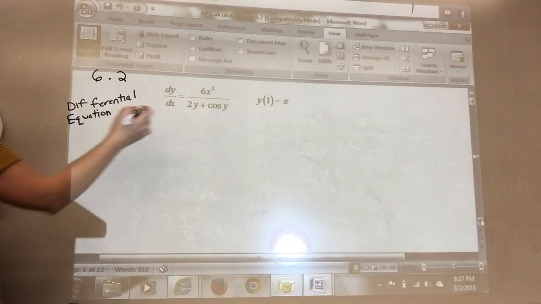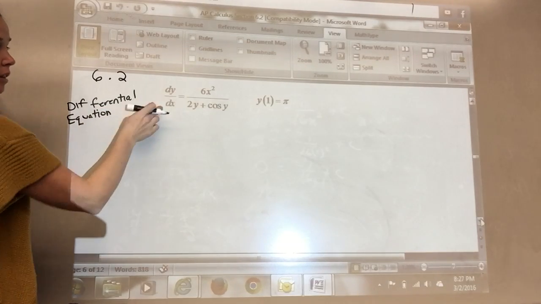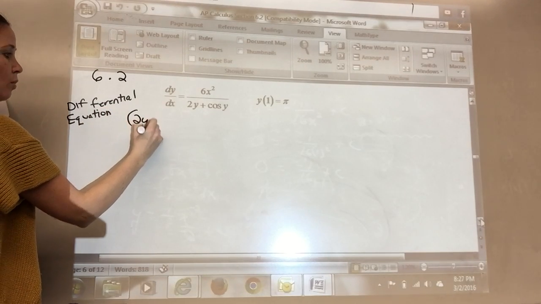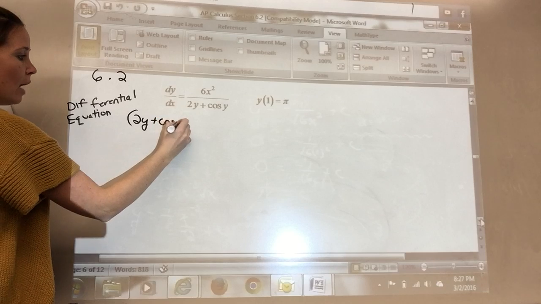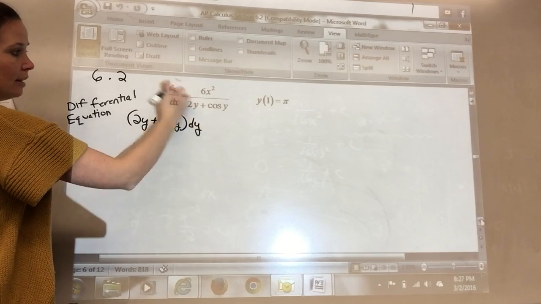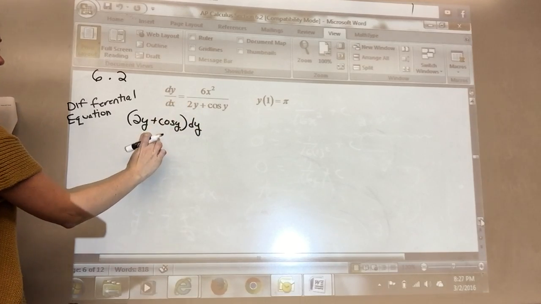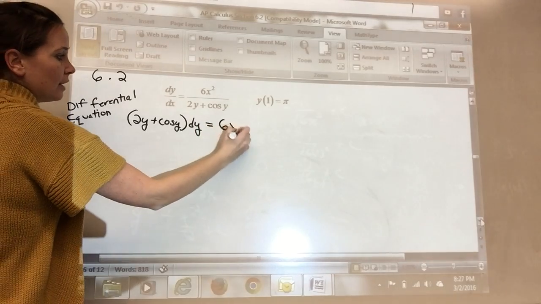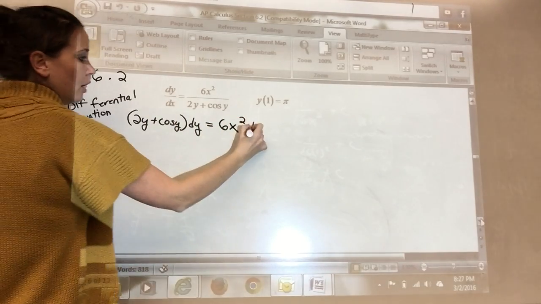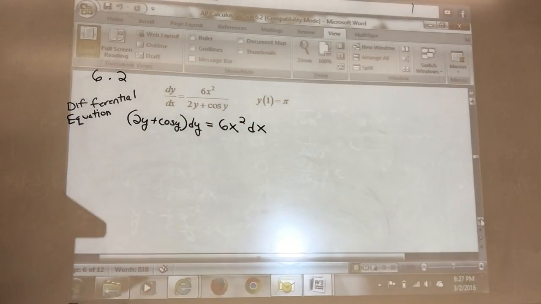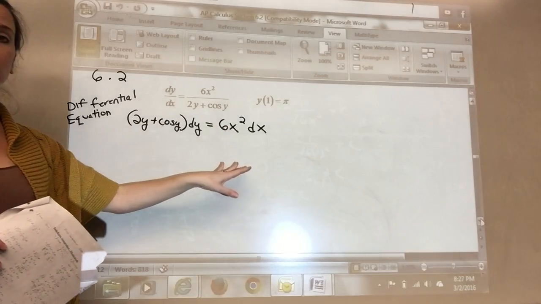So for this one, I'm going to take basically the cross products, right? I'm going to take that 2y plus the cosine of y dy, so that's this diagonal, I multiply that, and that's this, equals 6x squared dx. Okay, so that worked out nicely because, again, I have my y's here and my x's here.